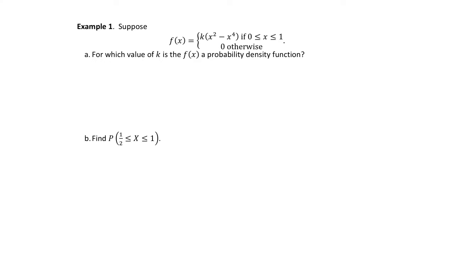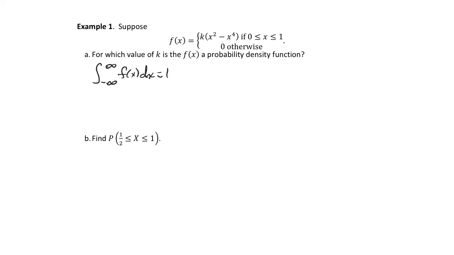So the probability, or f of 5, would be 0. F of negative 2 would be 0. F of 0.5, well, we don't have enough information because we don't know the value of k. So we want to know for which value of k is it a probability density function. And here's the key to answer this question. We need to have that the integral from negative infinity to infinity of my function be equal to 1.